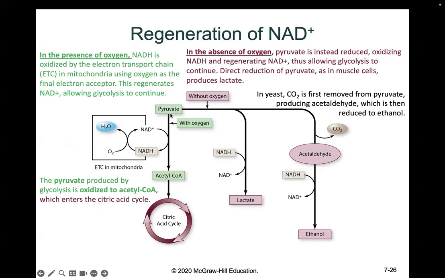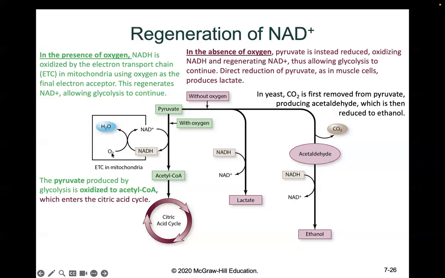We have pyruvate. Well, if we have oxygen, which is shown in green, we can keep oxidizing pyruvate, we can keep breaking it down, and we break it down to acetyl-CoA. Pyruvate is literally a 3-carbon molecule; acetyl-CoA is a 2-carbon. This enters the citric acid cycle, which keeps breaking it down more and more to create more energy. And all the NADH that's produced is going to recycle back to NAD plus because oxygen is able to accept the electrons.